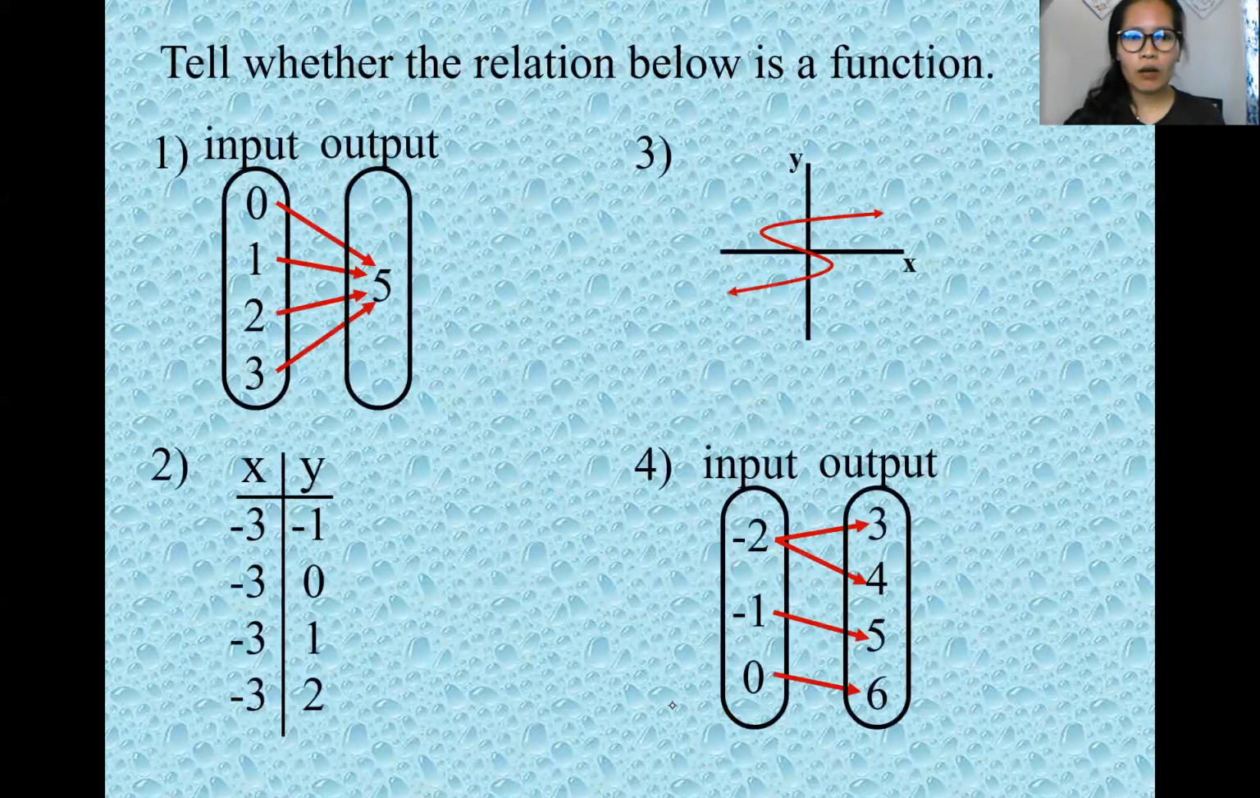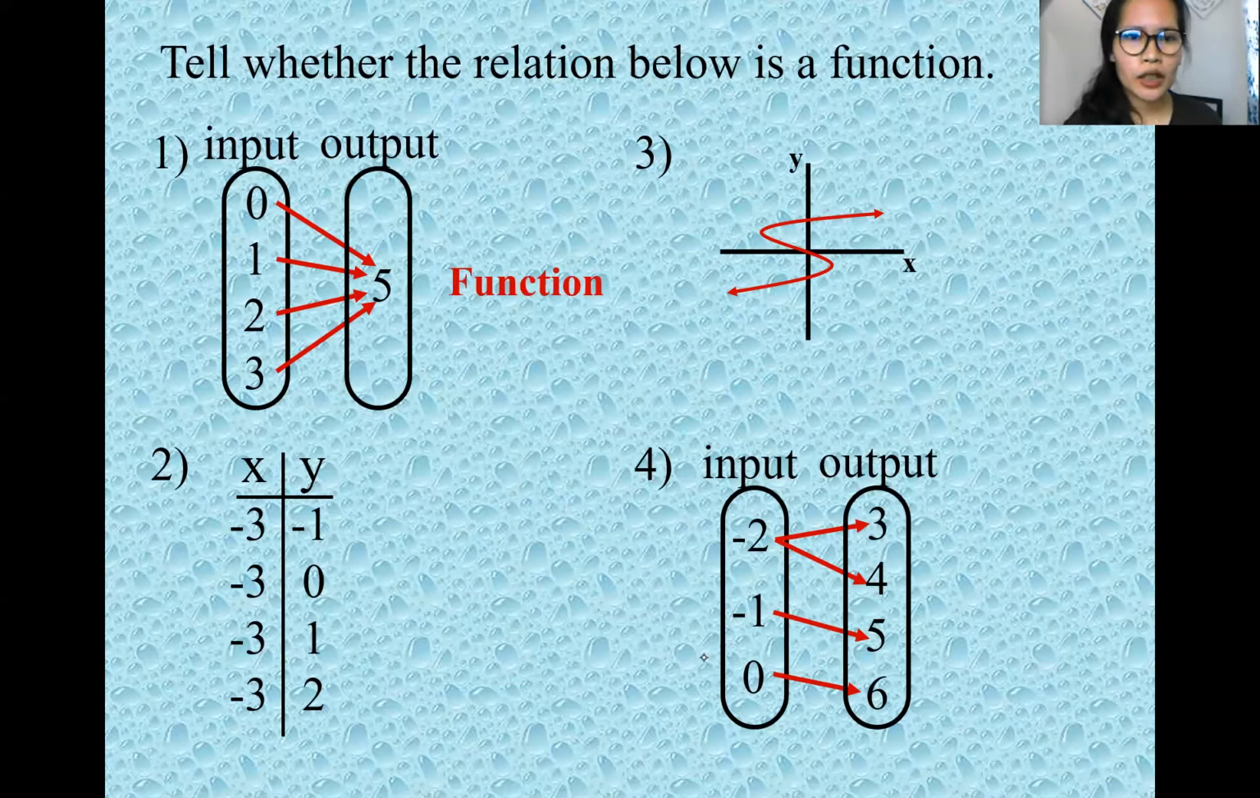Okay, now we are going to tell whether the relation below is a function or not. Okay, for example, number 1, we have the input 0, 1, 2, 3. Output, we have 5. Ordered pairs, we have (0, 5), (1, 5), (2, 5), and (3, 5). So since walay nagbalik-balik na input, then we can say that this is a function.